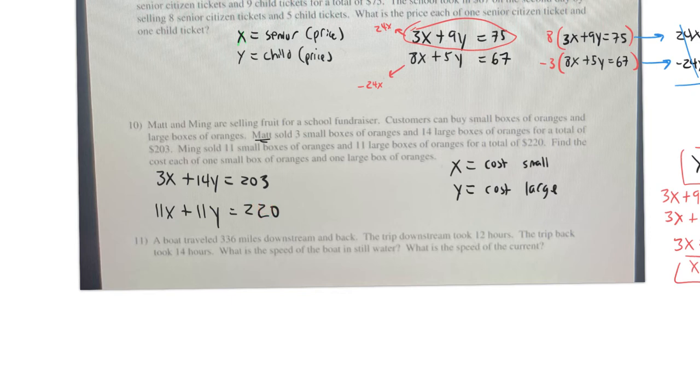All right? Now, what am I getting at? What I'm getting at is that you can literally divide all of the terms in this entire equation by 11. Now, what does that result in? That results in a wonderfully simpler equation. 11x divided by 11 is just x. 11y divided by 11 is just y. 220 divided by 11, I already said it, it's 20.